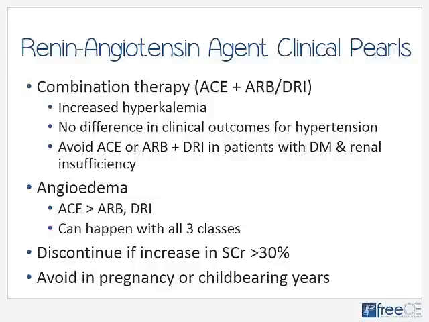The risk of angioedema is going to be greatest with our ACE inhibitors compared to the ARBs or the direct renin inhibitors, but it can happen with all three classes, so that's important to remember. We have to monitor kidney function with these agents, and if there's an increase, we do want to discontinue if that increase is greater than 30%. And these drugs should not be used in our pregnant patients or in those that are in their childbearing years.